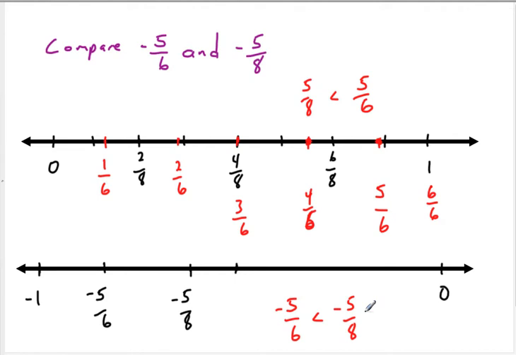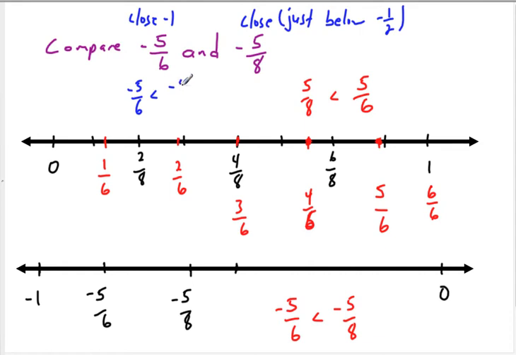Also, you can use a little common sense here rather than actually plotting everything out on a number line. If we were just comparing these and it doesn't say that we have to use a number line, this is pretty close to -1, whereas this one is pretty close or just above, or in the case of negative, just below -1/2, right? And so if this is close to -1 and this is close to -1/2, then this has to be smaller. So -5/6 less than -5/8.